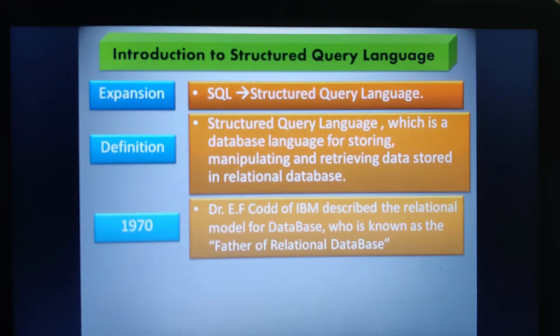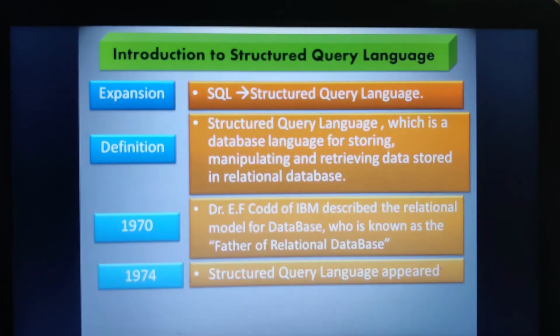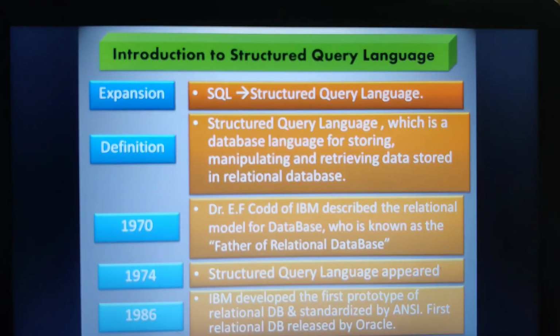In our previous video, we said that SQL, structured query language, is made the standard query language for the various relational databases. In the year 1974 SQL came into existence, but in 1986 IBM proposed a prototype for the relational database and made SQL a standard language. This standardization was given by ANSI, the American National Standards Institute, and the first ever RDBMS was released by Oracle. Now I'll tell you what this RDBMS is.